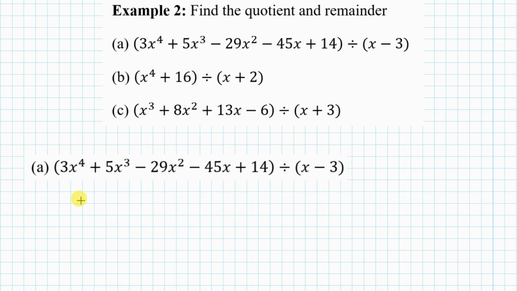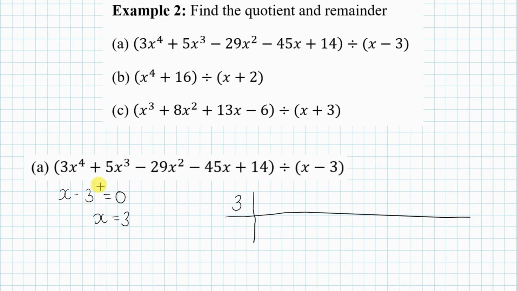So to find the quotient and remainder, we need to divide the polynomial by the factor. First of all, we need to find the value of x. To find the value of x, we must simply equate x minus 3 to 0, and then x is going to be 3. This is the 3 we're going to use in our synthetic division, so we're going to have 3 over here.